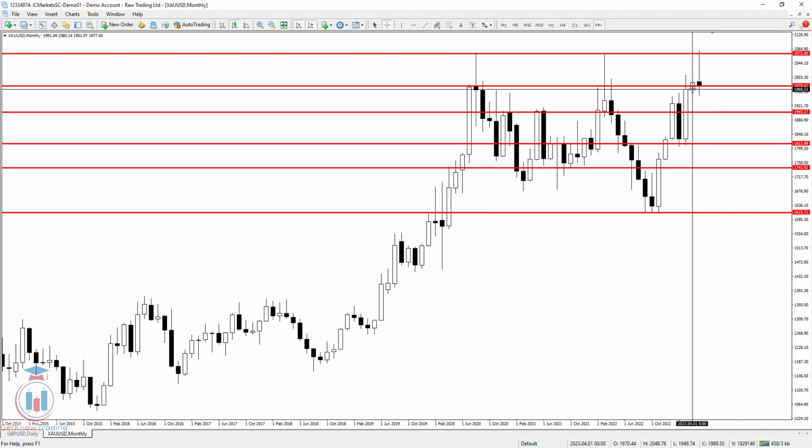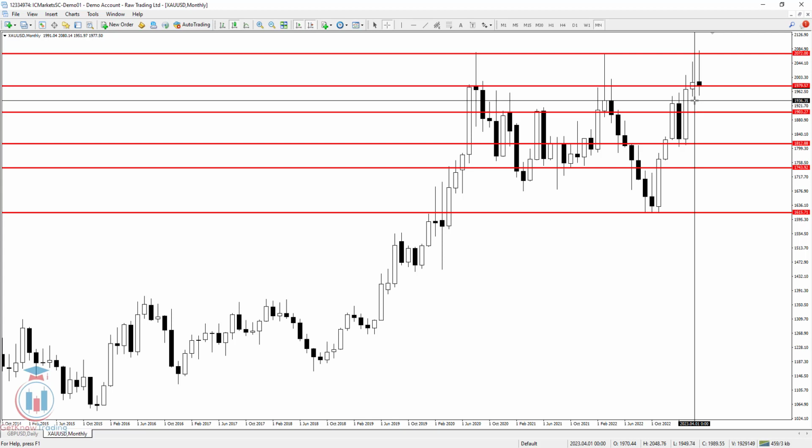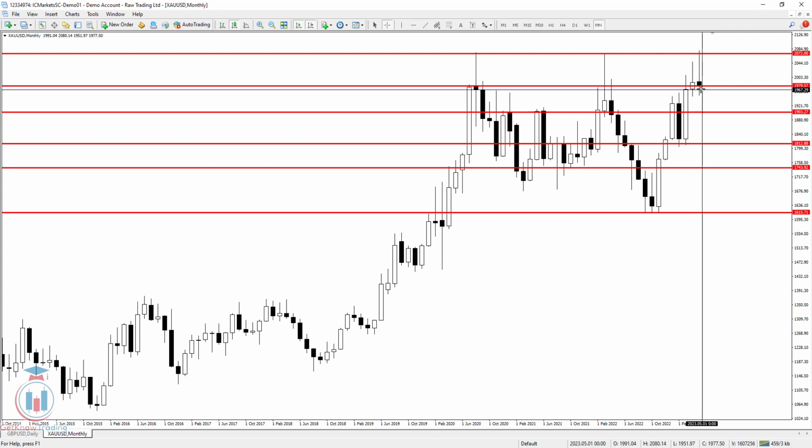So the next one, if the price goes below this one on the monthly time frame, will mean that the price is targeting the 1936 price level. So it's very critical where this month will end.